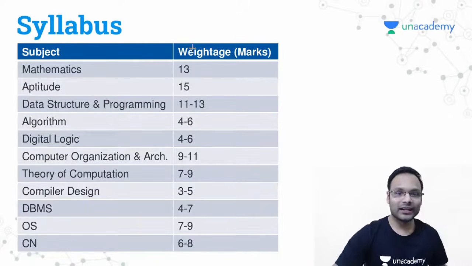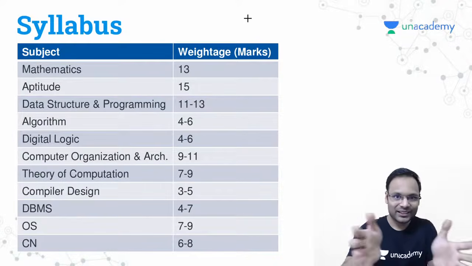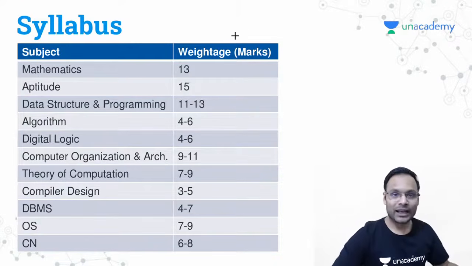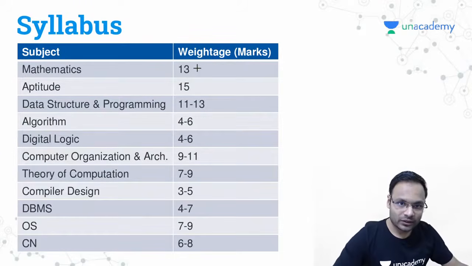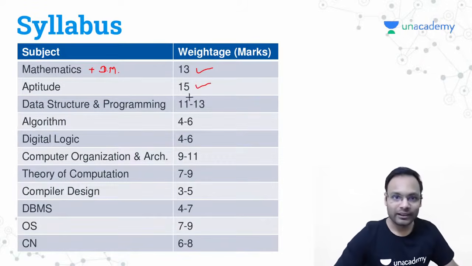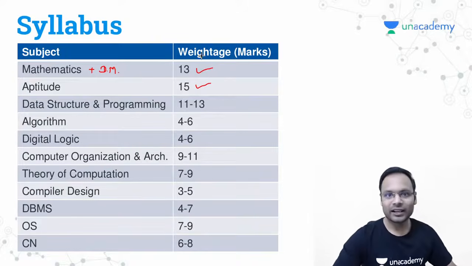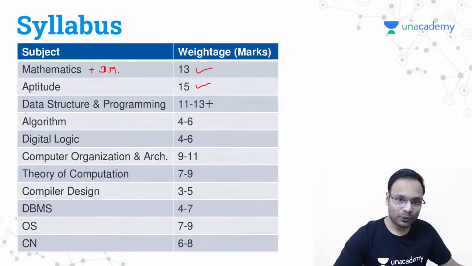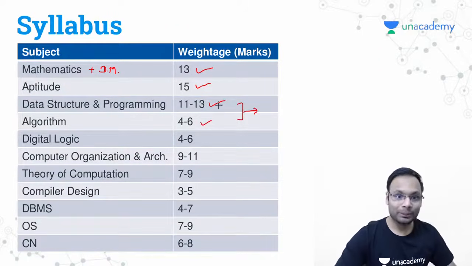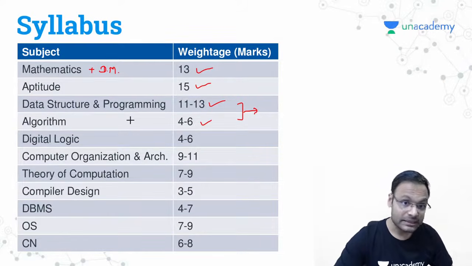Okay, so here is the weightage of the last 10 years, which I have taken as an aggregate, as an average. Mathematics 13. In this mathematics, discrete math is also included, plus aptitude 15 marks for sure. They have given this in their circular also, the GATE conducting committee. Data structure programming 11 to 13, algorithm 4 to 6. Sometimes data structures, programming and algorithms together come to more than 20 marks also.